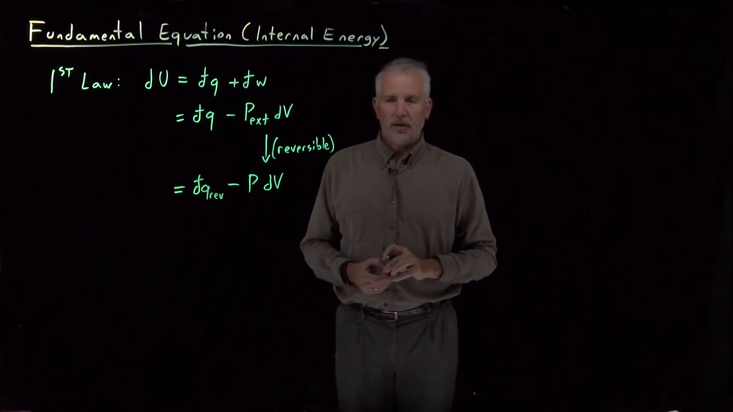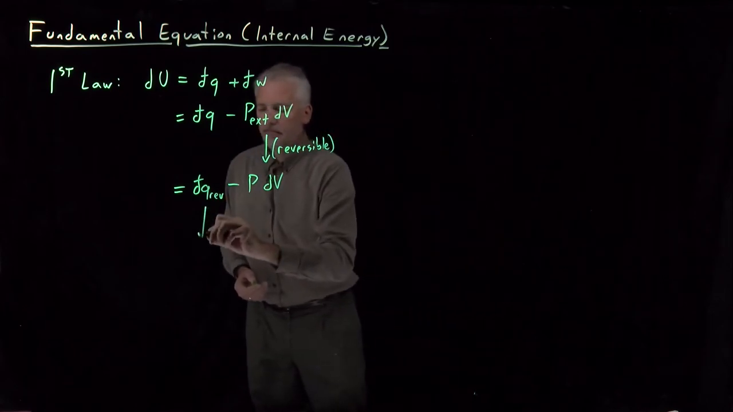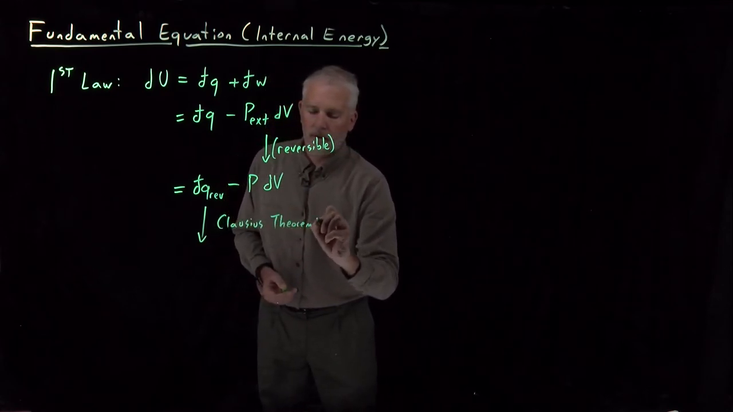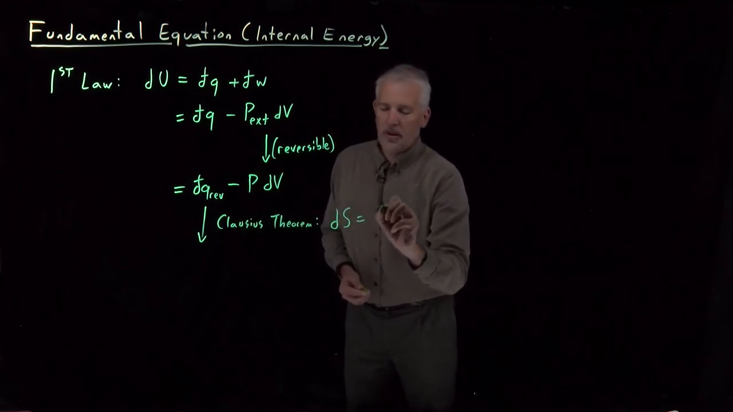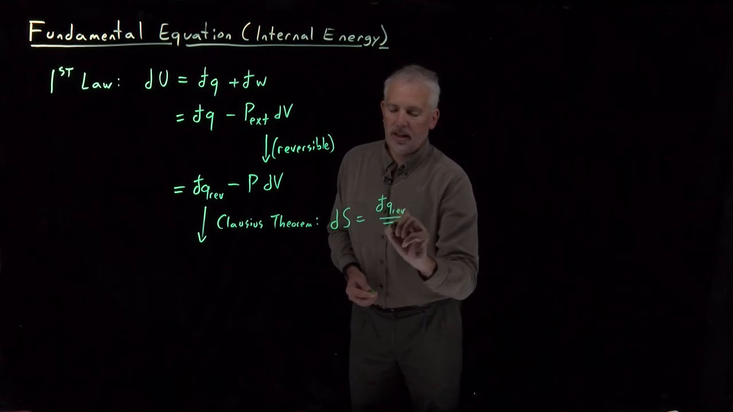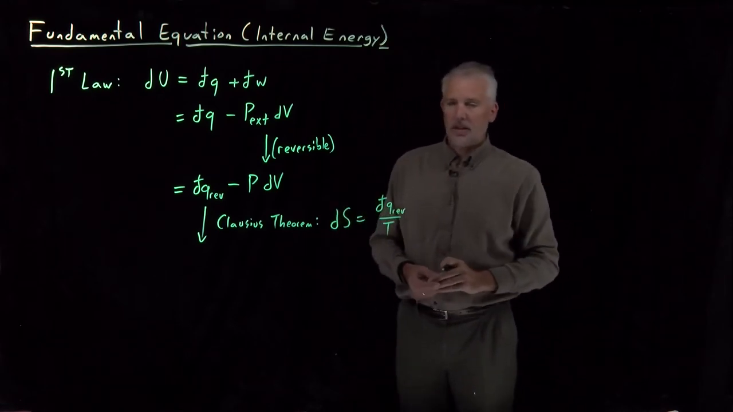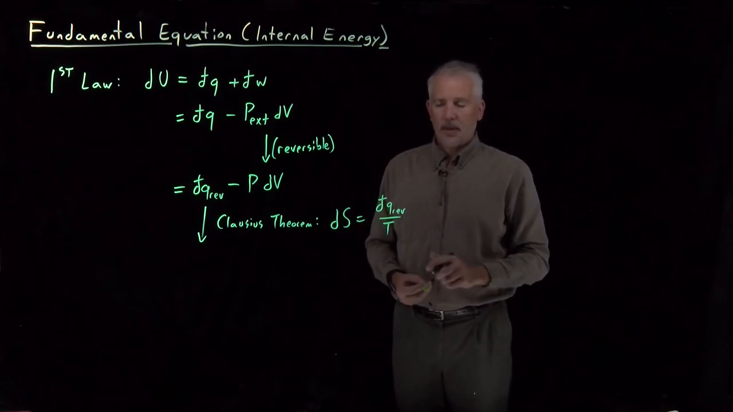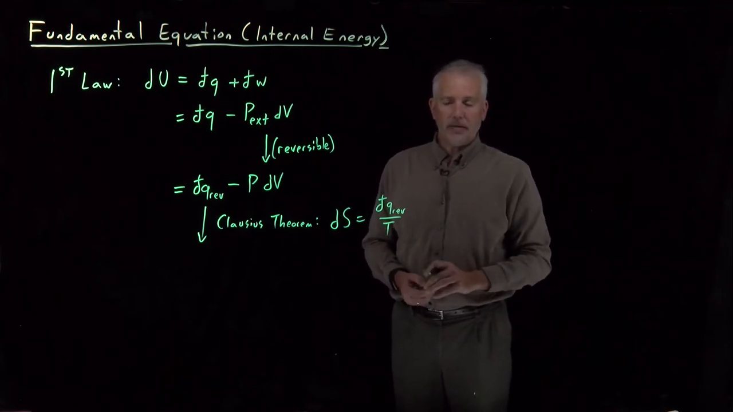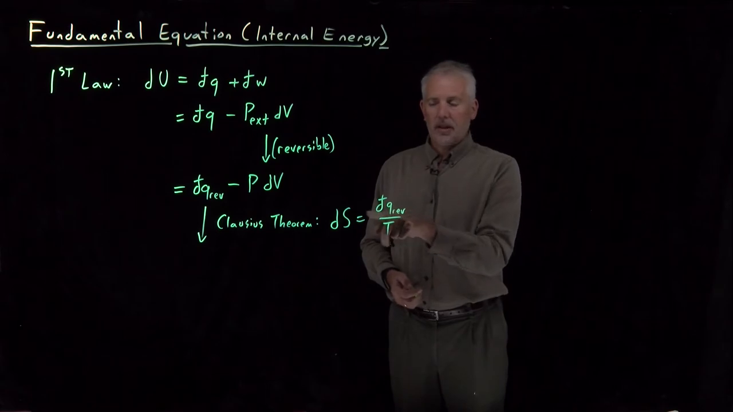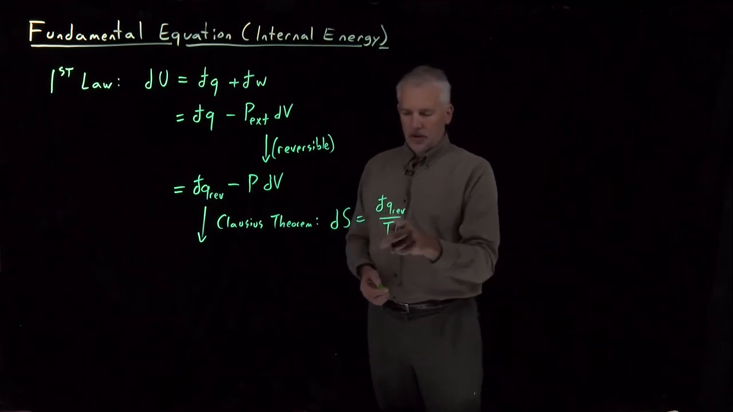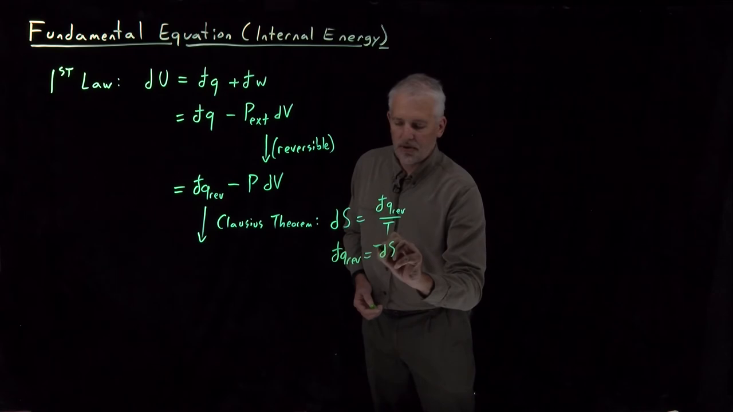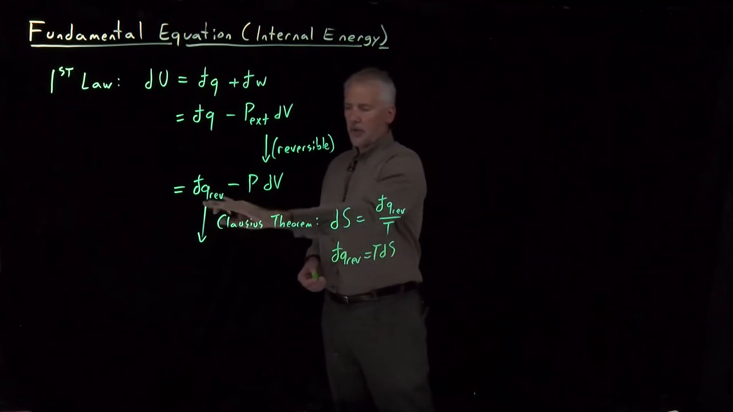That might be enough to remind you of another equation that we've seen previously, the Clausius theorem. Remember, that was a relationship between the heat for a reversible process and the entropy change for that process. Specifically, for a reversible process, dq over T is dS. We phrased that at the time as saying 1 over T is an integrating factor that turned this inexact differential dq into an exact differential dS. So of course I can rearrange that and say dq reversible is T dS.